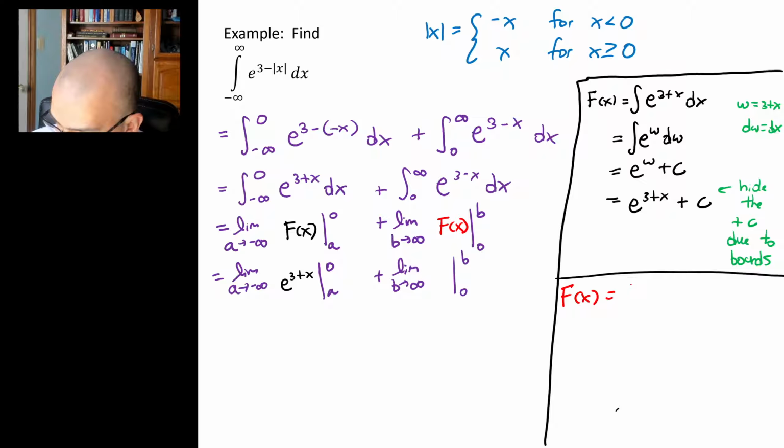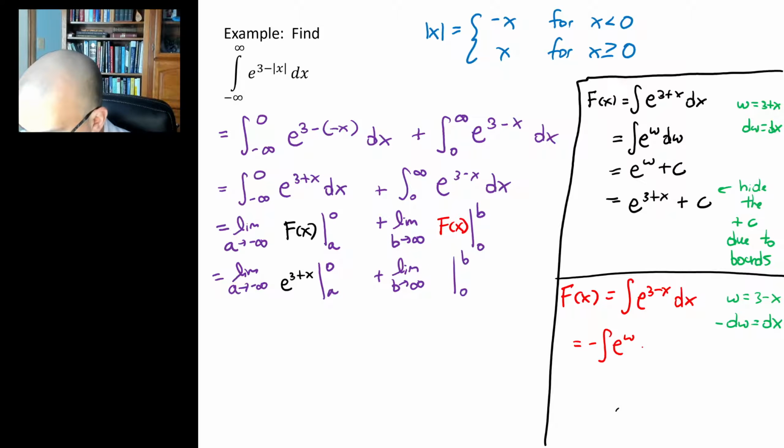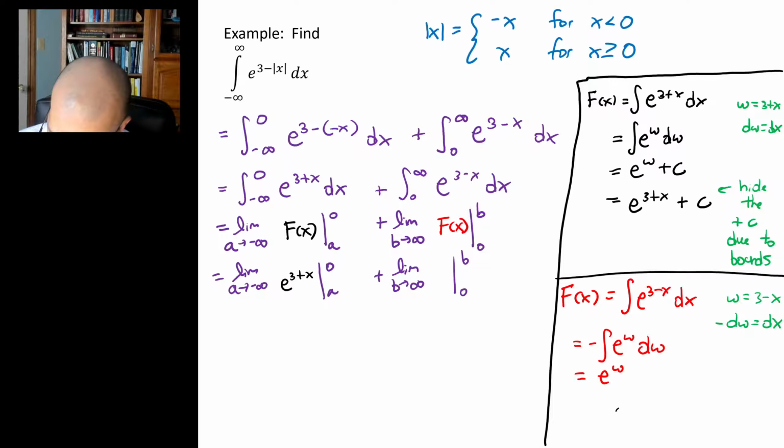Capital F of x is the integral of e to the 3 minus x. We'll do the same type of substitution and let w equal 3 minus x. This time we find dw, or dx is equal to negative dw after taking the derivative. So this turns into negative integral e to the w dw, so negative e to the w plus c, which is negative e to the 3 minus x plus c.